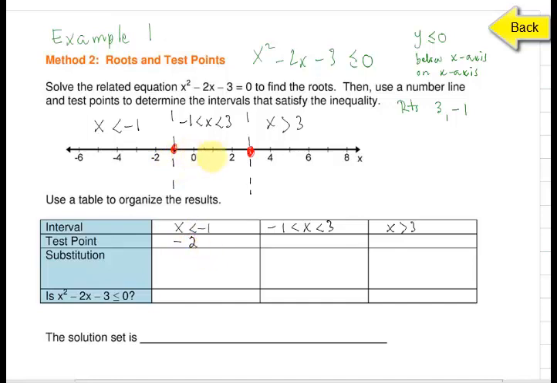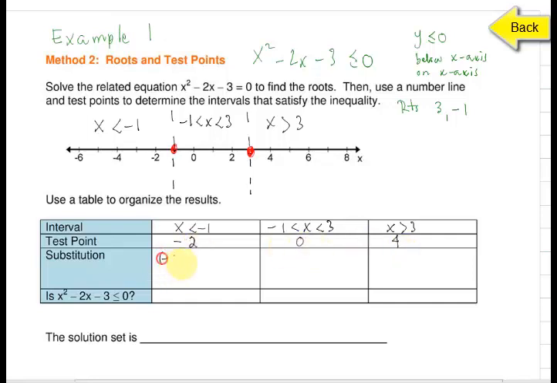And in the region between -1 and 3, I'm going to choose 0 because it's just a nice number to work with. And in the region which is greater than 3, I'm going to choose the 4 because that's a nice number to work with too. It's actually closer to 3. You could pick 5, 6, or 7, but 4 is smaller, so easier to work with. Okay, so we're going to find out what our y values are for our inequality when x is -2, 0, and 4.